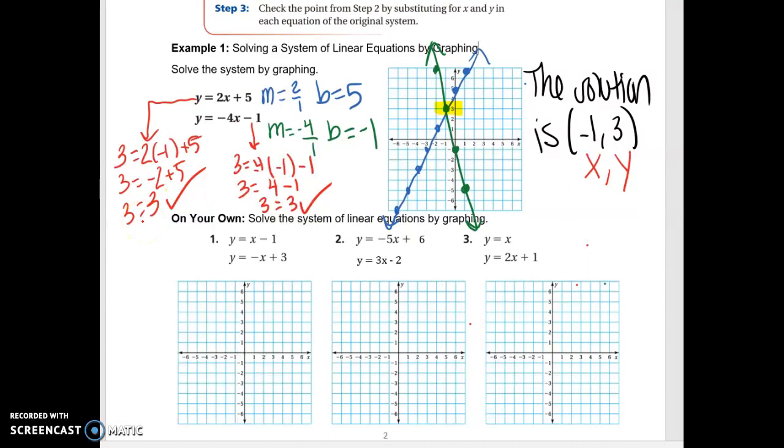If it were like 10 equal to 4 or 50 equal to negative 2, those are false statements. So therefore that would tell you made a mistake either in graphing or identifying the slope and the y-intercept.